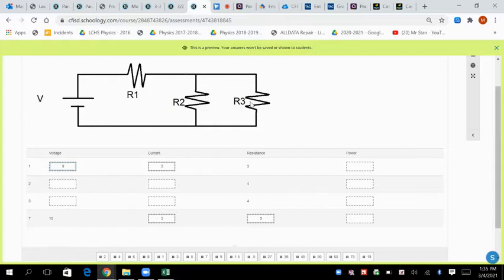And these 2 resistors are in parallel. What happens in parallel is that the two resistors don't split up the voltage. They each get the full voltage. So R2 has 6 volts and R3 also has 6 volts.